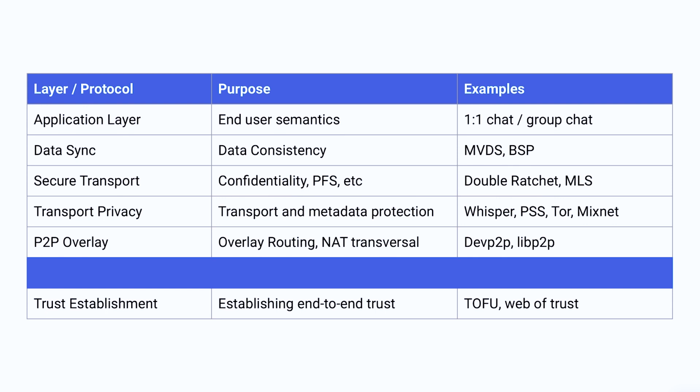Then the next layer is secure transport. This is confidentiality, PFS. Examples are double ratchet, which you find in Signal, or MLS, which is Messaging Layer Security. The next layer is transport privacy. Here we want transport and metadata protection so that people don't know who's talking to who, where the messages are coming from, things like that. For that you have things like Whisper, PSS, Tor, or mixnets, things like Nimtech was working on yesterday.